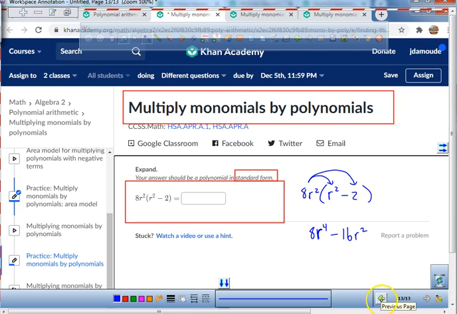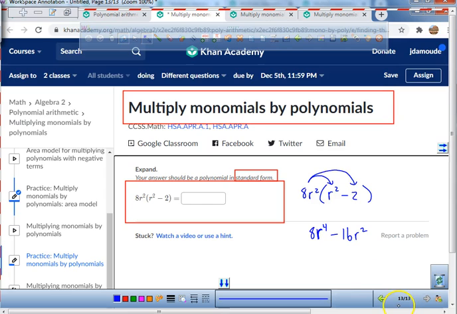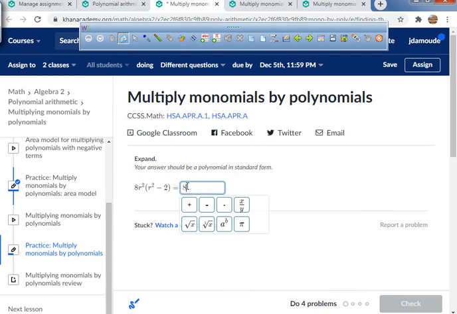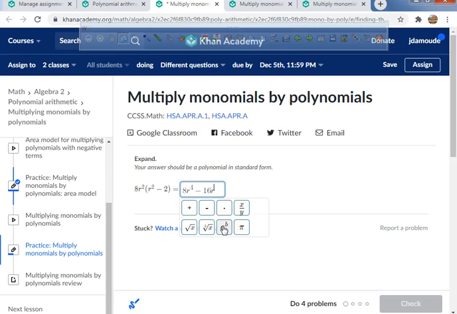How would the other one look if we did it a little bit differently? It would be 2x to the power of 4 times x squared plus 8x plus 15. So do you guys see how this right here with the rectangular boxes dealing with the area model is the same concept as this concept right here? What's the only difference? We're just doing what? Distributing it to both terms, and you're done. So 8r to the power of 4, right, minus 16r to the power of 2. I think we got it.